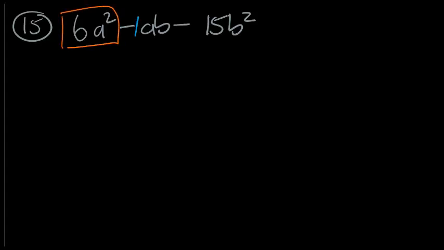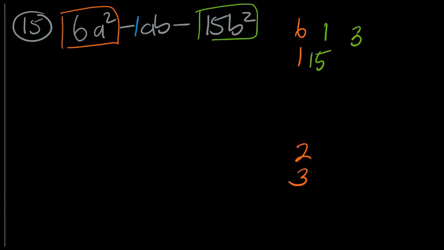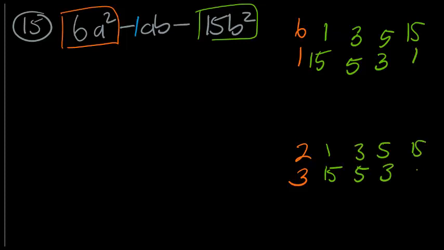Factorize 6a squared. So 6 is going to be 6 times 1 or 2 times 3. Factors of 15 are going to be 1 and 15, 3 times 5, 5 times 3, 15 times 1. Okay, now we're going to cross multiply and see what we get. 6 times 15 is 90.